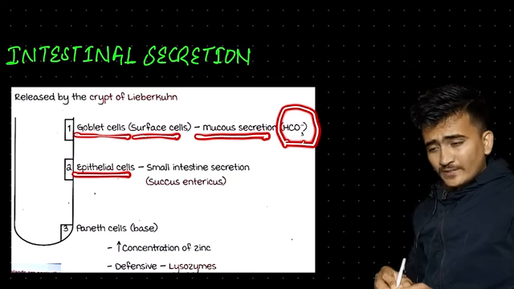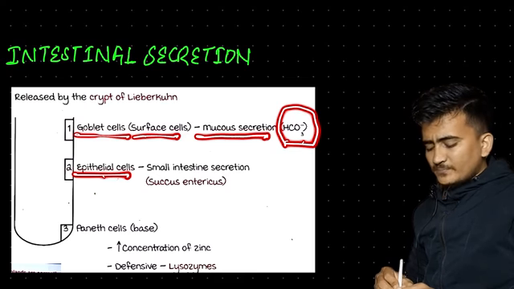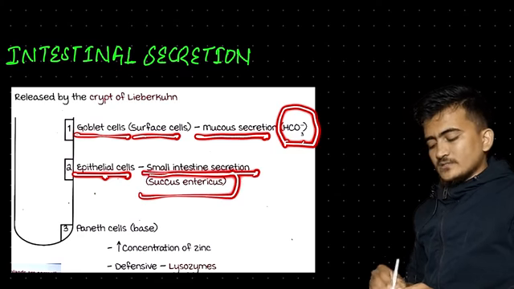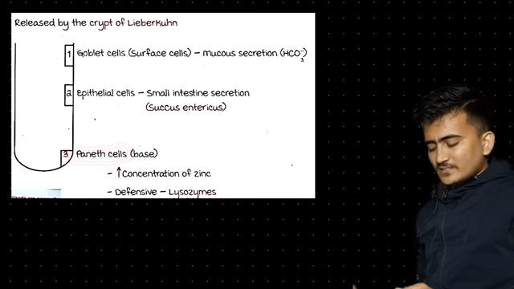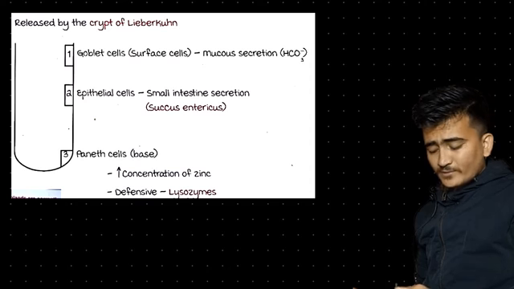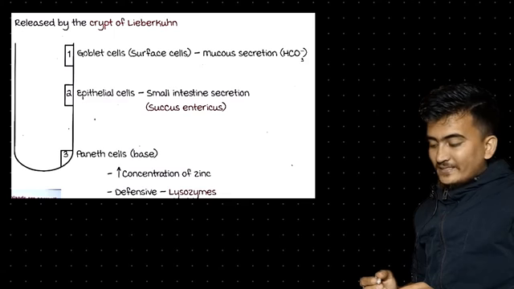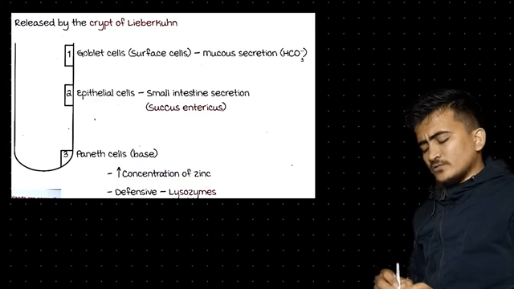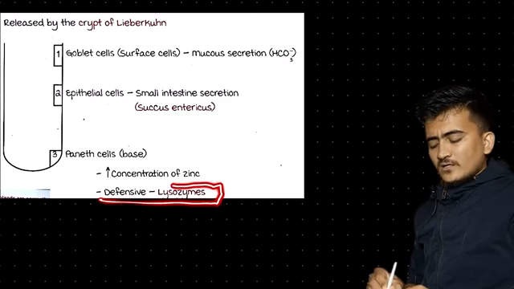Similarly, epithelial cells, right? These are also called intestinal epithelial cells, and these epithelial cells are responsible for small intestine secretion, succus entericus. Talking about the last cell, that is the Paneth cell, right? These are present at the base of the crypts of Lieberkühn, and they produce antibacterial products, such as zinc, and another is defensive in nature, that is lysozymes.